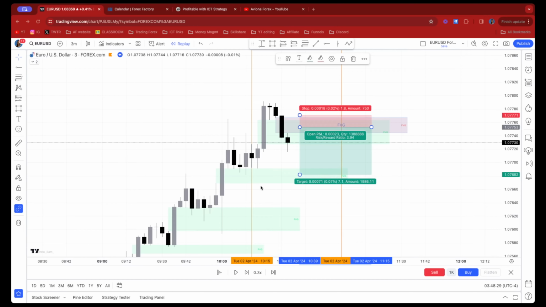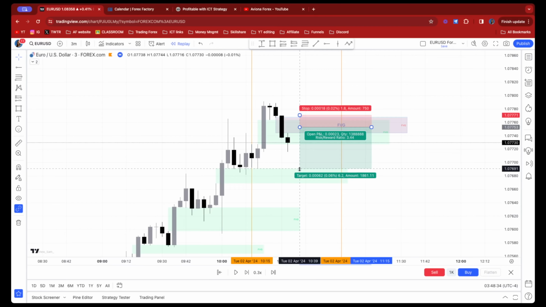So where do I see a strong level? I see a strong level, a strong low here. Then I have the fair value gap. So this could also be a level. And then the next level that I see is actually this level here. You can see. So I could be placing also here my take profit.